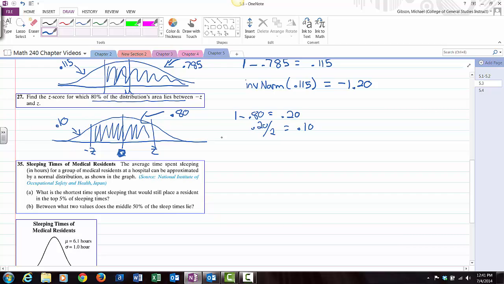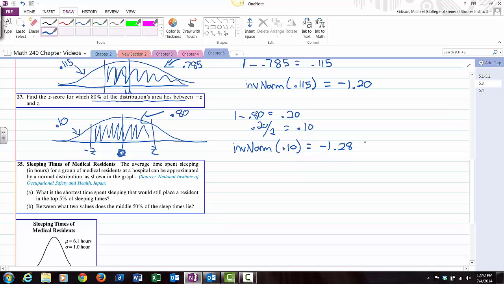All right? So invNorm, 0.1, or if you want to do 0.10, either way is fine. Let's see what we get. Second DISTR, invNorm, 0.1, close parenthesis, enter, minus 1.28.